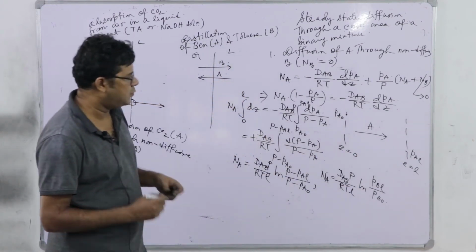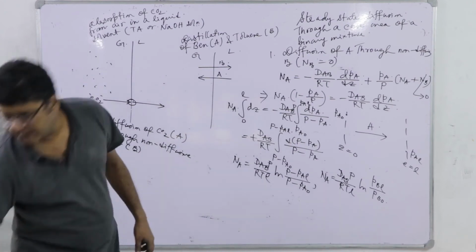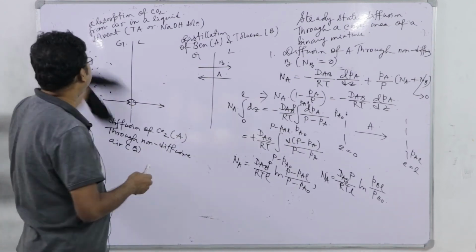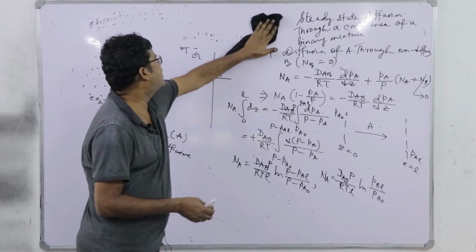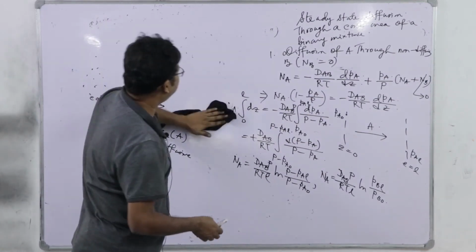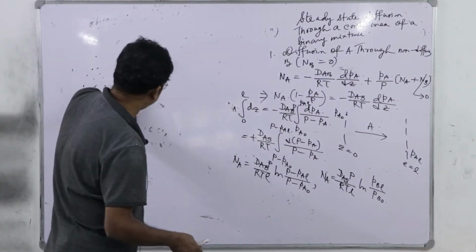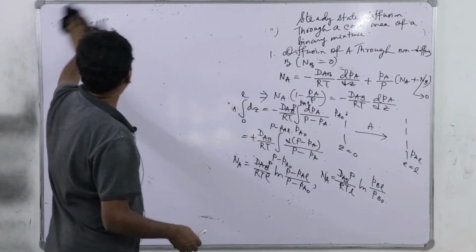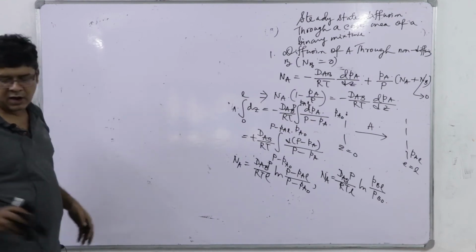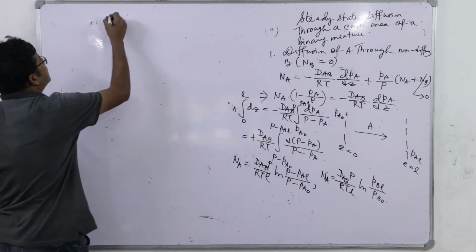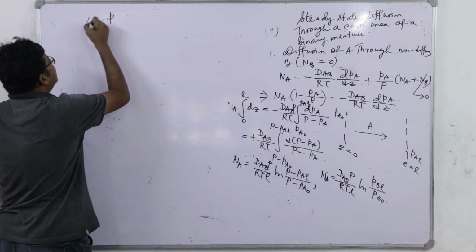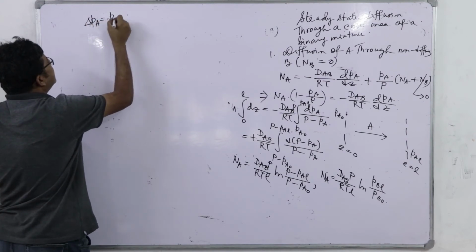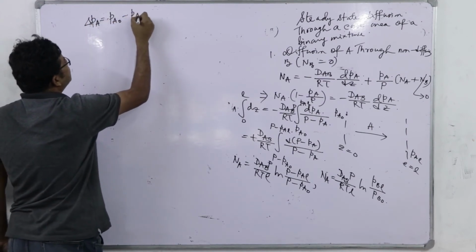So, you have got this equation. But generally it is our tendency to represent the flux in terms of driving force. And what is the driving force? The difference of partial pressure of A between Z equal to 0 and Z equal to L. So, driving force is PA naught minus PAL. Okay. So, delta of PA is PA naught minus PAL.